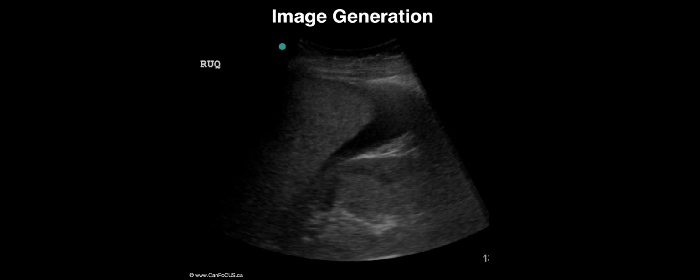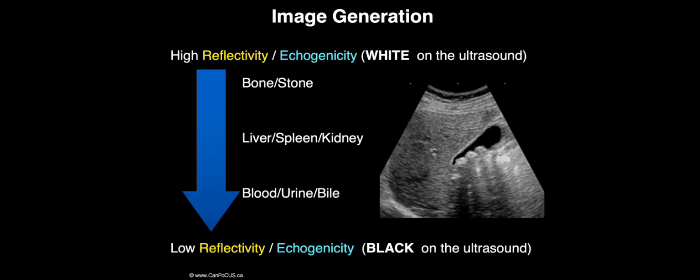In this image we can see some free fluid at the caudal tip of the liver. Fluid has very low reflectivity, and therefore the returning echoes are dark. The image depicted on the screen is therefore made up of pixels whose brightness is determined by the reflectivity of the underlying structure. Reflectivity is otherwise known as echogenicity.